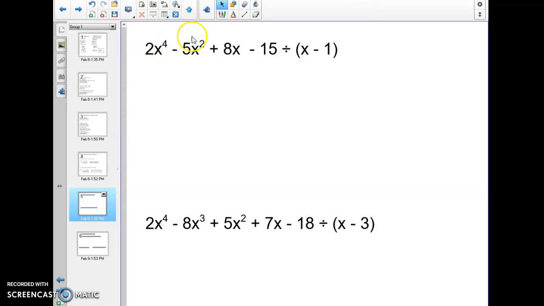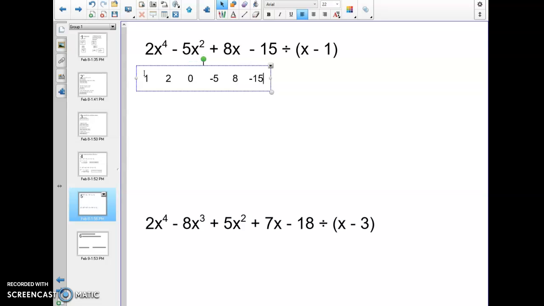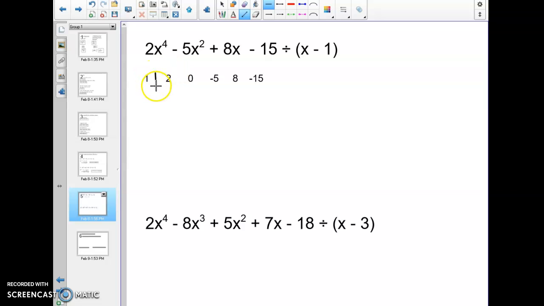Here, when you don't go in order, it's got to go x to the 4th, x cubed, x squared, x, constant. If you're missing one, you have to put a 0 in. So it's still 1, because that's what makes my divisor 0, but it's 2 is x to the 4th, then 0. There's no x cubed, so I put an x cubed in as a 0x cubed. Then -5, then 8, then -15. If you're missing a term, you have to put that 0 placeholder in, or you will be incorrect.